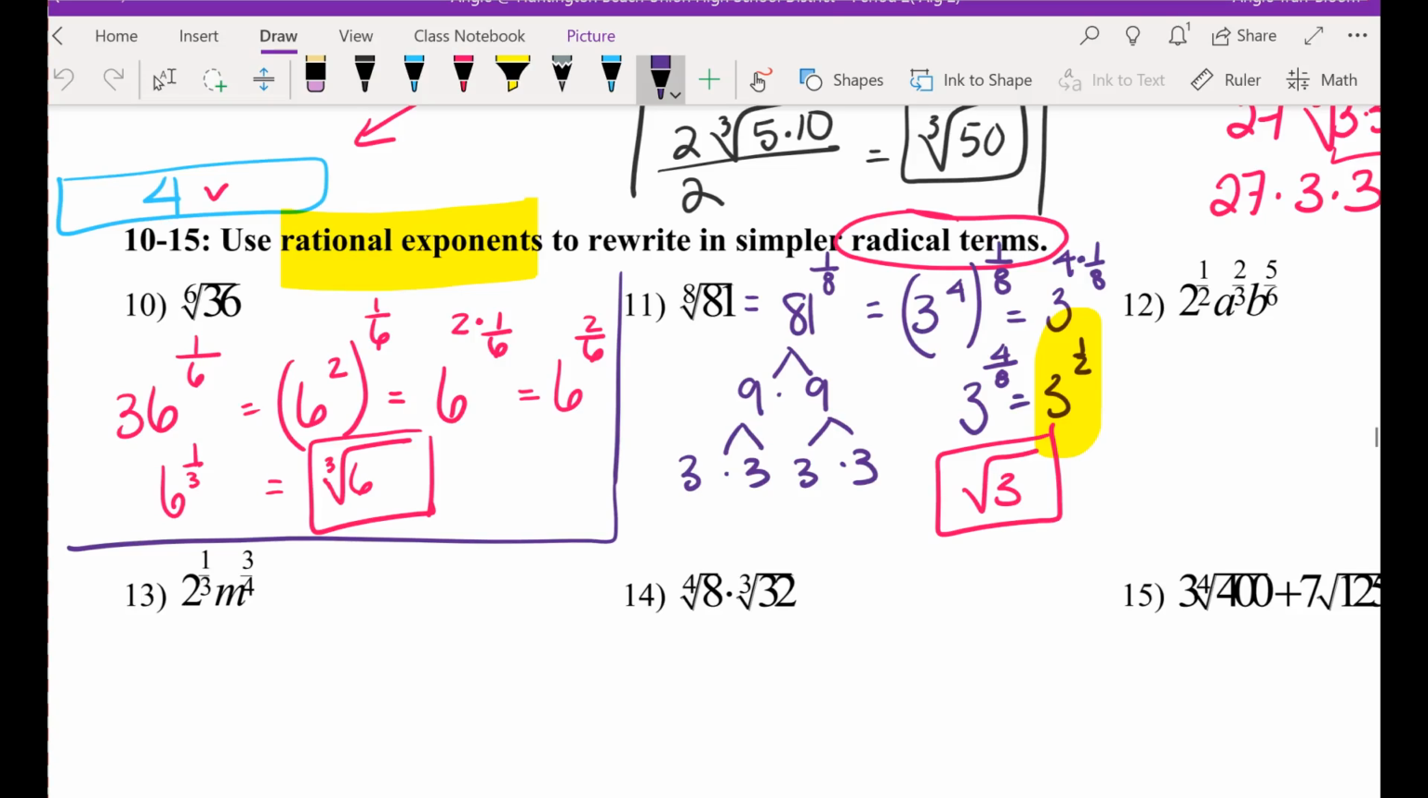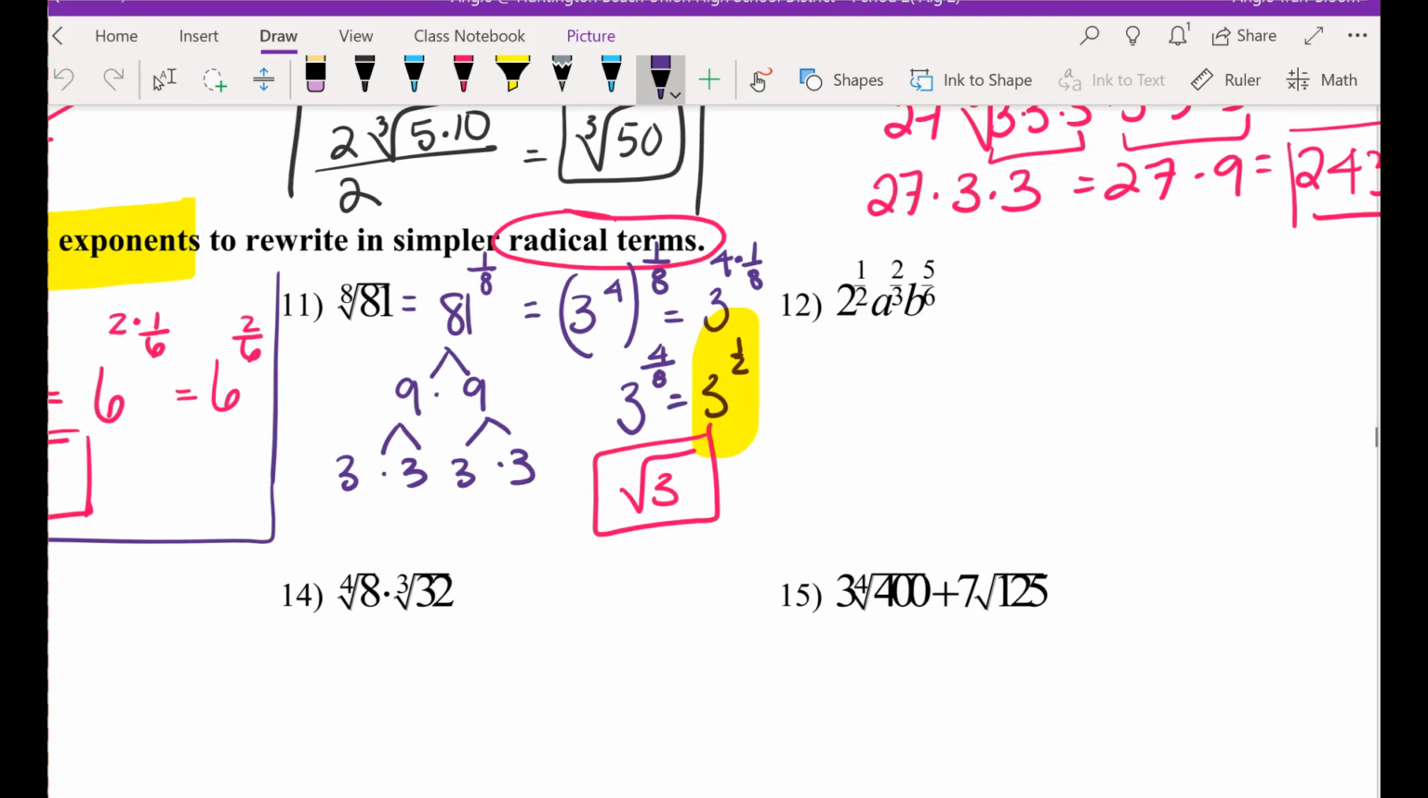So we are going to use exponents to rewrite your questions in simpler terms. Now, the final answer still has to be back in what? In radical form, okay? So we ended on 12 last time. This is where we're going to continue. Let me make this bigger so you can see.